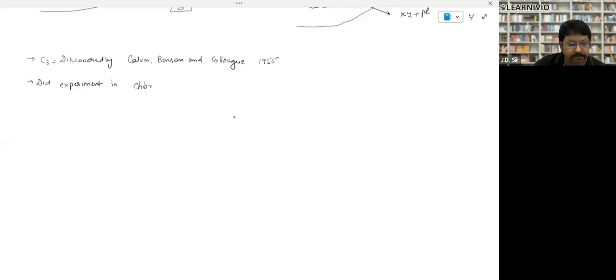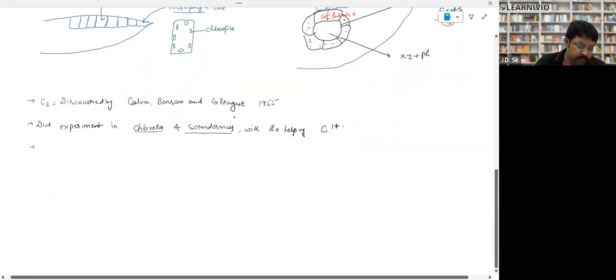They did experiment in chlorella and scenedesmus. What are they? I have already explained chlorella to you in detail. They did experiment in chlorella and scenedesmus with the help of carbon 14. Next point. Chlorella and scenedesmus are green algae. I have already explained this to you in algae, right? And you people have forgotten.